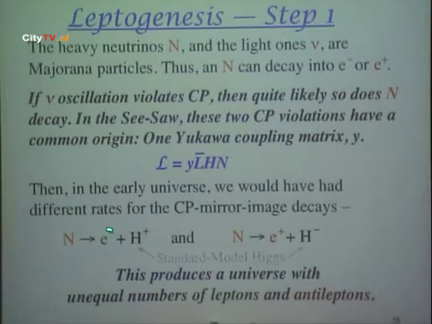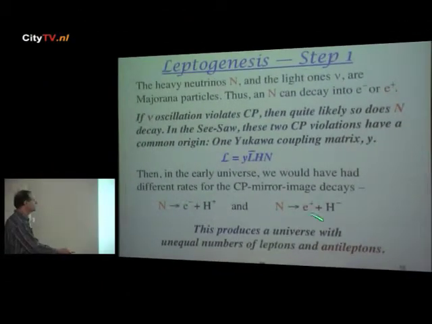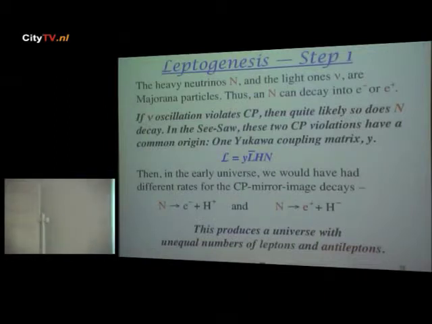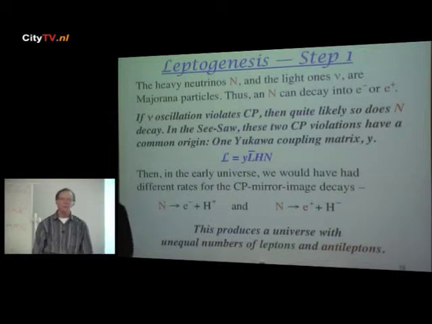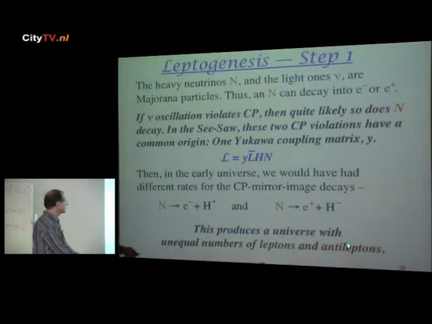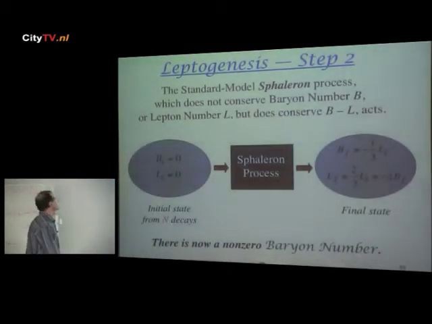And if CP is violated, then the rates for these two CP mirror image decays are different. Just like if CP is violated here, nu and nu bar oscillate differently. And if these two rates are different, then after these decays have occurred, there's more electrons than positrons, or the other way. The universe has unequal numbers of leptons and antileptons. Now, of course, what we're trying to explain is that the universe has unequal numbers of baryons and antibaryons. Step one gets us as far as the leptons. Then there is a step two.